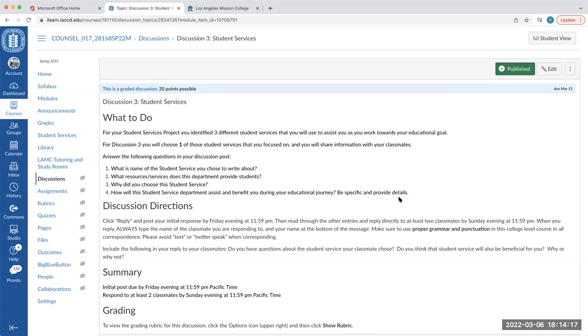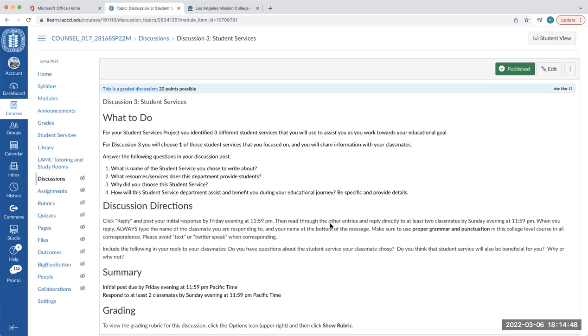So basically, you can take one part of your paper, one of the student services, and these are all the same questions that are asked in your project, and you're putting them into the discussion. The reason I want you to do this in the discussion as well, it's a little bit repetitive, but again, it's a way for you to learn a bit more about the student services that are available to you. And also to take a look at what other classmates are choosing and how those departments are assisting them. Maybe you never thought of that, or maybe there's a department that you hadn't focused on that you can learn about.